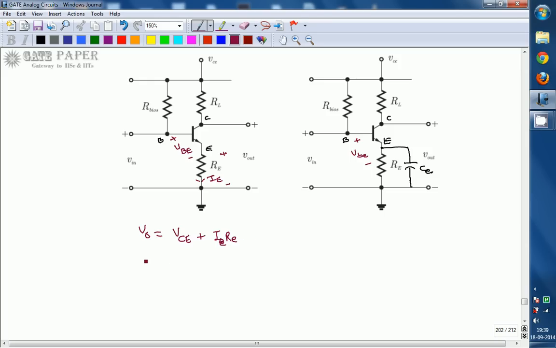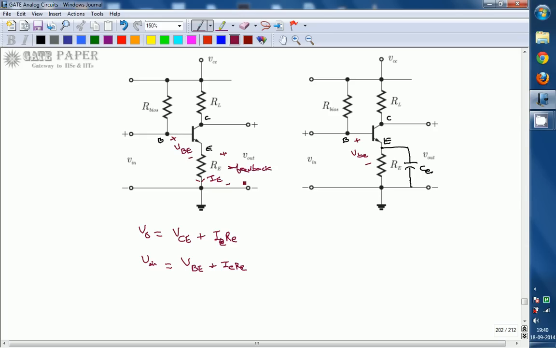And if you write the input KVL, V input is equal to VBE plus IE RE. So if you observe, IE RE is common in the output expression as well as in the input expression. The voltage drop across RE is common for the input side as well as the output side. So that implies RE is acting as a feedback resistor.